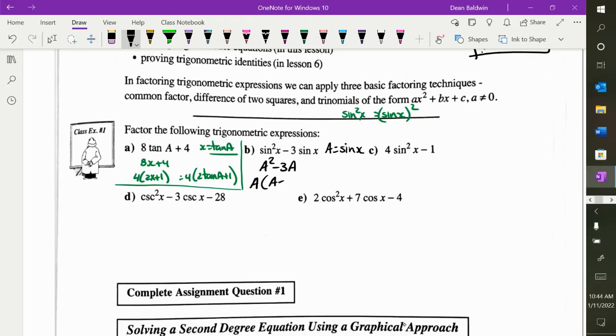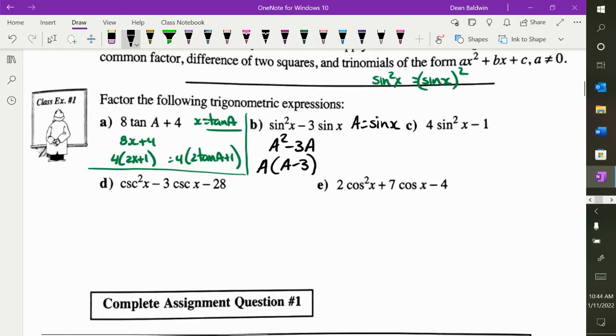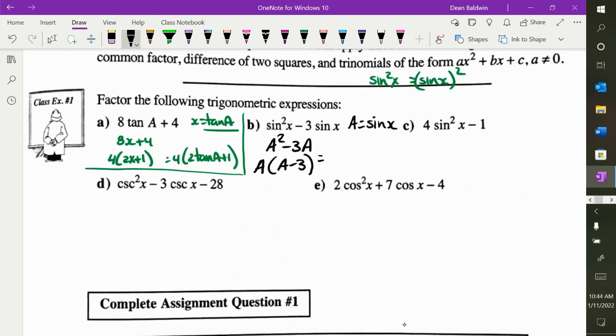And I get a times a minus 3. And then sub back in what your a value was. So I get sine of x minus 3.